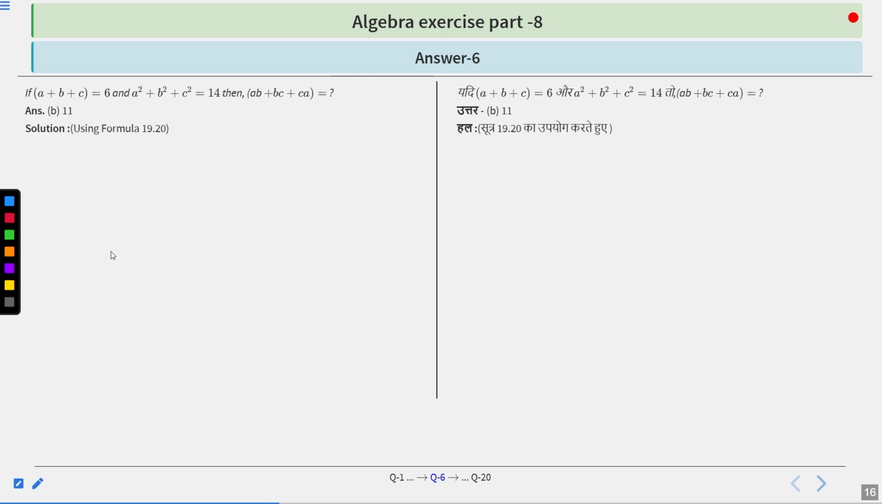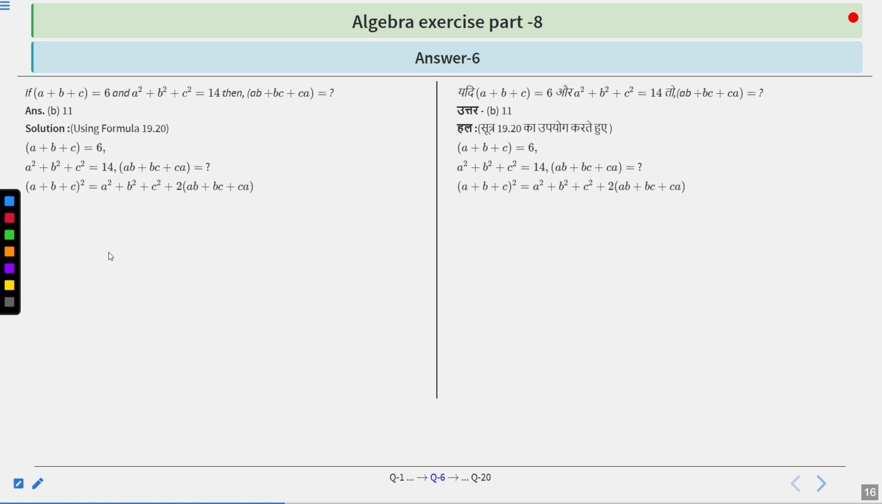We are going to use formula 19.20 to solve this one. We were given a plus b plus c equal to 6 and a square plus b square plus c square equal to 14, and we have to find ab plus bc plus ca. Now, using formula 19.20, the expansion of a plus b plus c whole square is equal to a square plus b square plus c square plus twice of ab plus bc plus ca. Now, a plus b plus c was 6, already given in the question. Therefore, 6 square is equal to a square plus b square plus c square.